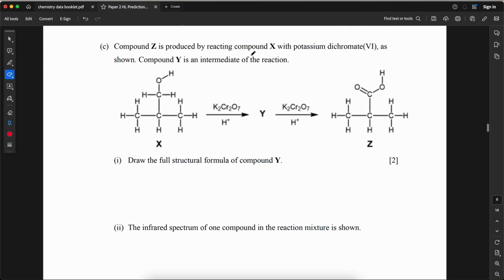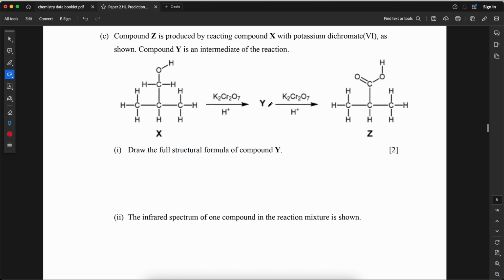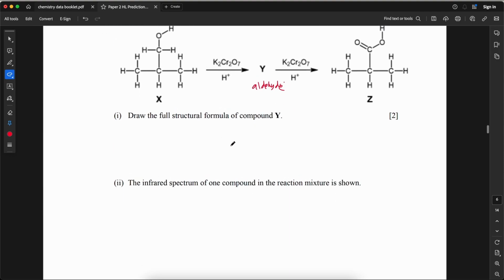Compound Z is produced by reacting compound X with potassium dichromate as shown. Compound Y is an intermediate of the reaction. So this is the oxidation of a primary alcohol. When it is oxidized, it will produce an aldehyde and then a carboxylic acid. So we just copy it down here: CH3CH2CH3, C double bond O, and H.